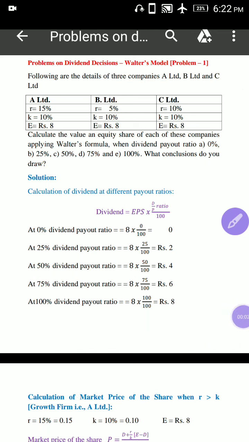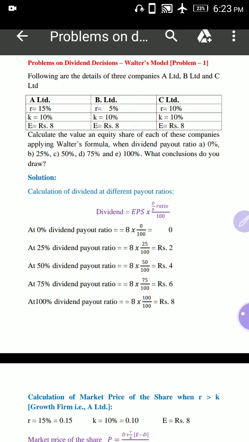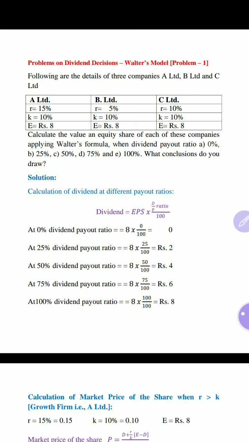Hello everyone. In the previous video, I explained the theory part of dividend decisions, that is, the different theories of dividend decision: relevant theory and irrelevant theory. In relevant theory, there are two models, Walter's model and Gordon model. In irrelevant theory, the Modigliani-Miller model and different formulas. So in this video, I am going to explain the problematic part related to Walter's model.